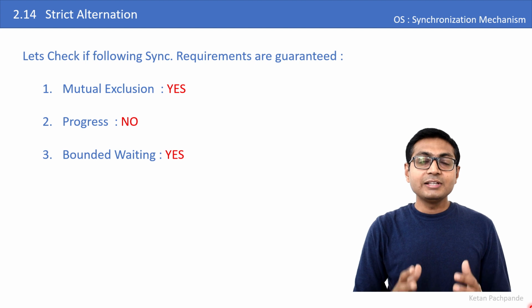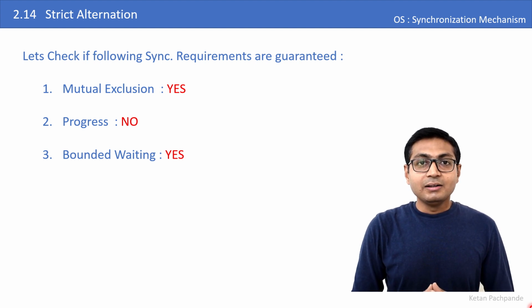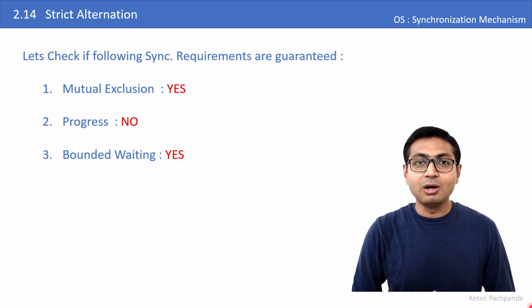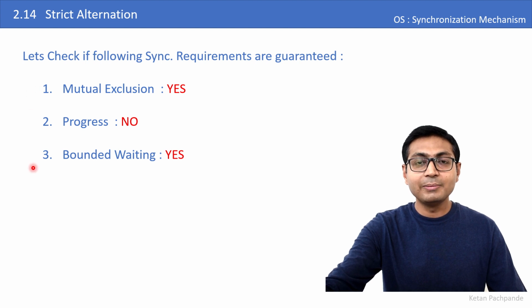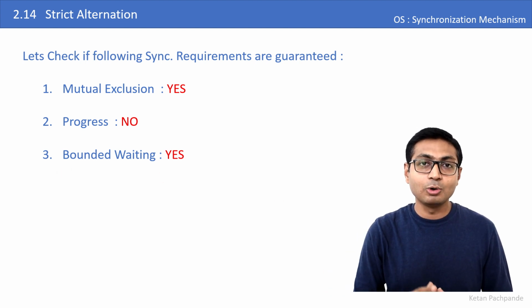Now where exactly can this strict alternation solution be used? First thing is, this mechanism is not bad, meaning not wrong, because out of these 3 conditions, the first condition, mutual exclusion, is guaranteed. Let me tell you that out of these 3 requirements, the must requirement is mutual exclusion, and the other requirements, progress and bounded waiting, are purely dependent on what problem you are going to solve by your program.